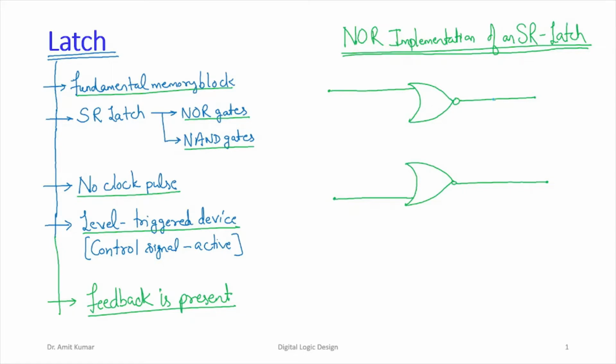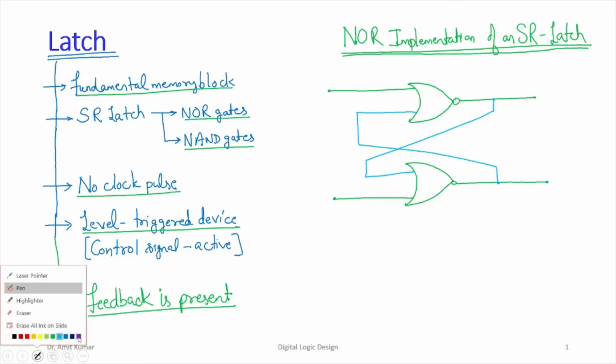So if this is the output, then this is how the input is going to be there to this particular NOR gate. Similarly, this output will be acting as the input to this NOR gate in terms of the feedback. If you look at this particular circuit, this is a basic SR latch with the help of NOR gates.